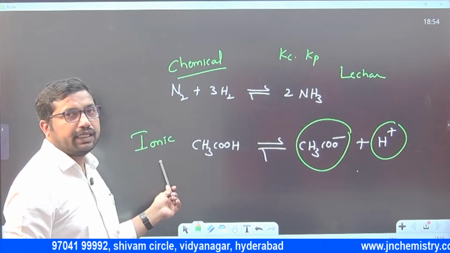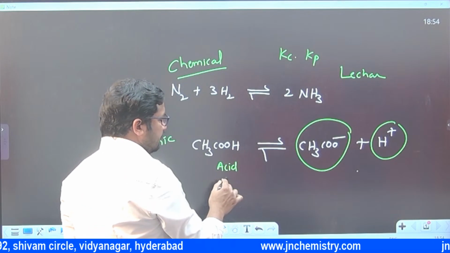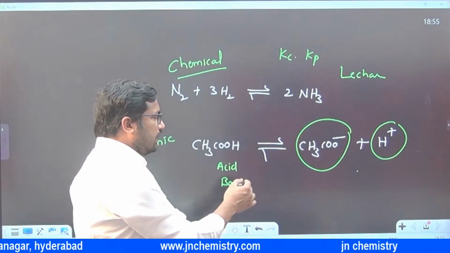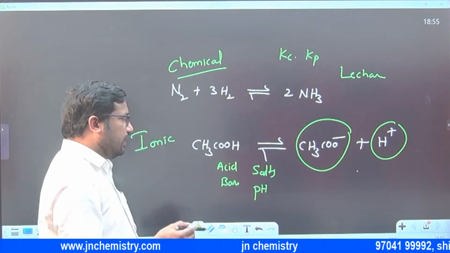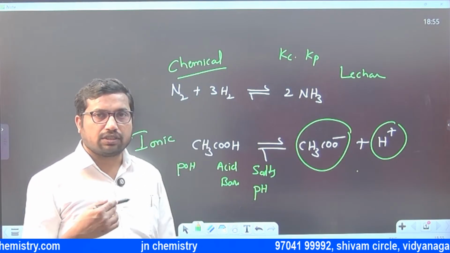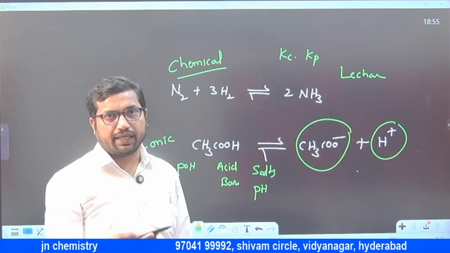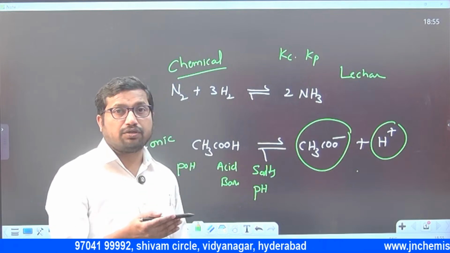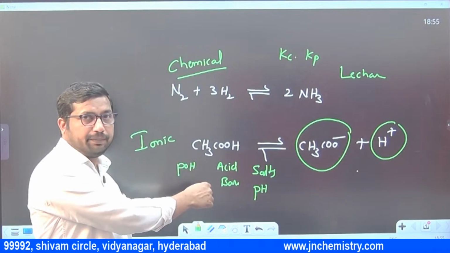Then in case of ionic equilibrium, we'll discuss acids, bases, strong acids, weak acids, strong bases, weak bases, salts, and pH and pOH calculations for different cases: strong acids, mixture of strong acids, weak acids, mixture of weak acids, mixture of strong acid and weak acid, weak base, strong base, mixture of strong bases, mixture of weak bases, mixture of strong and weak bases. A lot of things we will discuss in the pH cases.